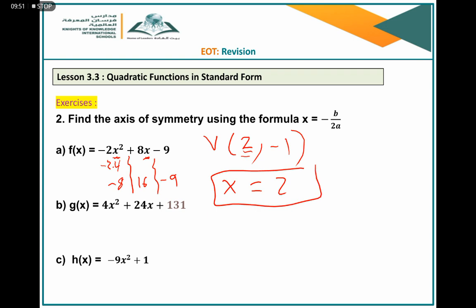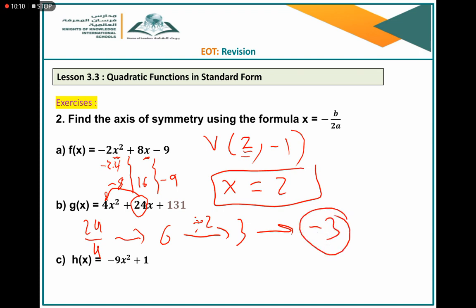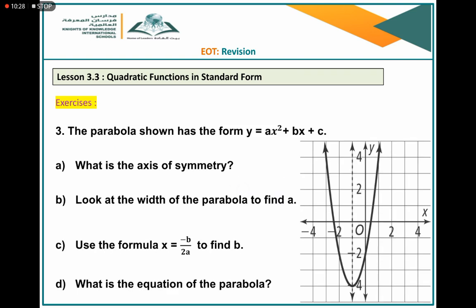Sorry for that. Now here I will do one more time. 24 over 4, as we learned, this over this, I will get 6. I will divide it by 2, so it will be 3. I will flip it, so it will be negative 3. So the axis of symmetry here is x equals negative 3. Because he asked me about the axis of symmetry, and the axis of symmetry is the first part of the vertex, and the first part we find by b over a, divide by 2, flip the sign.